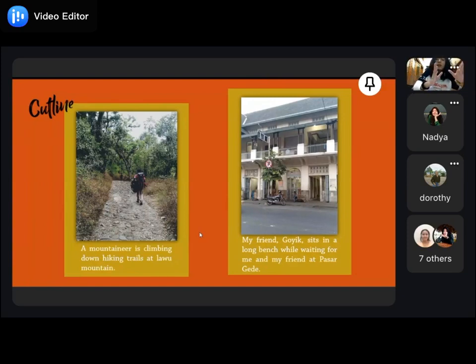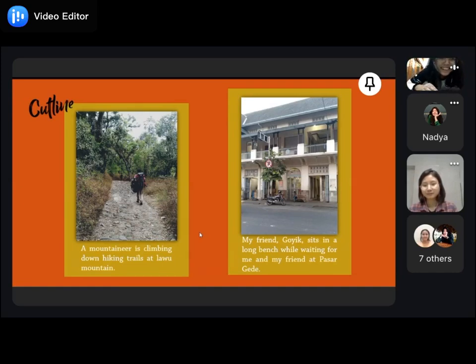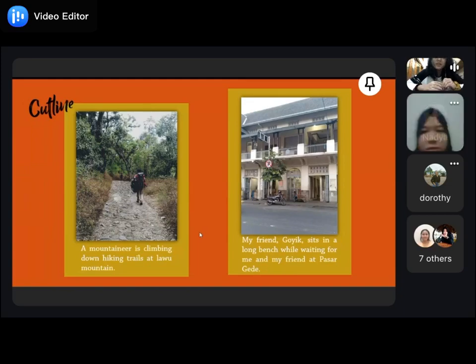And for the second one, well, there's no subject, but it's an object. It says, my friend Koyik sits in a long bench while waiting for me and my friend at Pasar Gede. So there's an object over there. The object is the building. And the activity he's doing was taking a picture while sitting on a bench. Next slide, please.